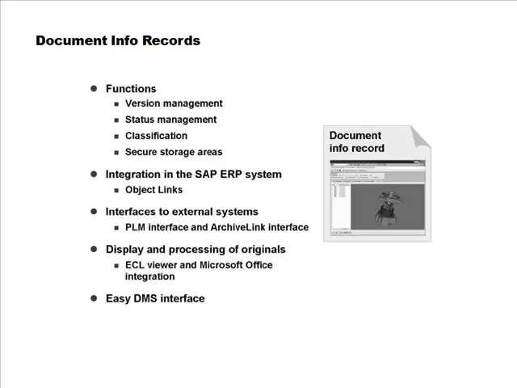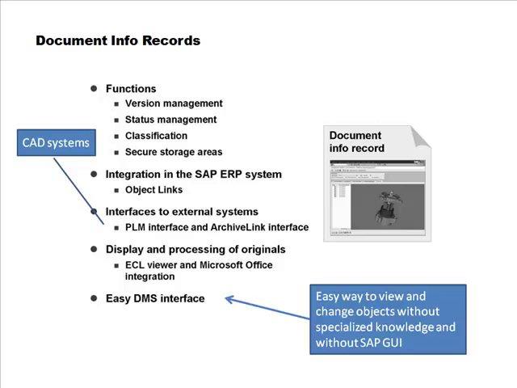Okay. And there is this thing called the ECL viewer in Microsoft Office integration, which is again part of the integration scheme, whereby you can actually display and process the originals from within SAP, or of course you can handle them in the original programs also. Okay. And there are a couple of options here for how this can be achieved as well. Okay. And then you have this thing called the easy DMS interface. Right, an easy way to view and change the objects without specialized knowledge and without SAP GUI. We'll see this aspect also shortly.